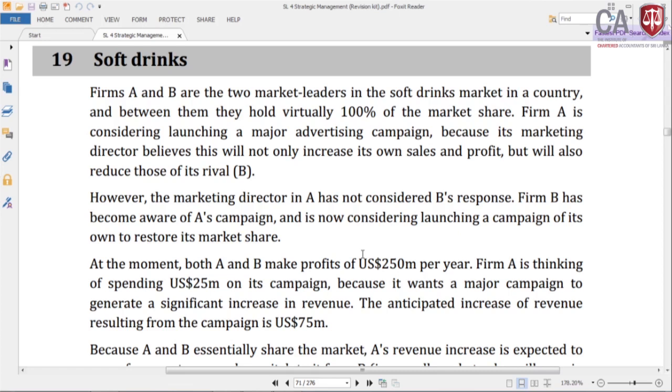At the moment, both A and B make profit of US dollars 250 million per year. Firm A is thinking of spending 25 million on its campaign because it wants a major campaign to generate a significant increase in revenue. The anticipated increase of the revenue resulting from the campaign is 75 million.